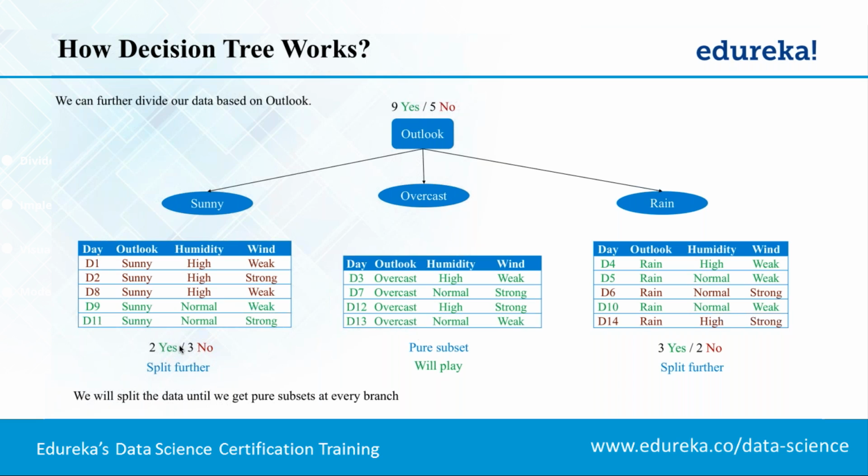Maybe we need more variables. Now I'll say, tell me the temperature also, or tell me the humidity level. Let me see if that helps, right? Just based on sunny, I cannot make a decision. So I try to go further. I want to split further.